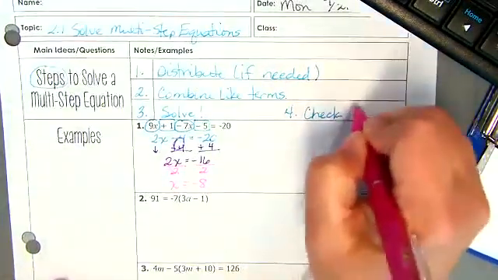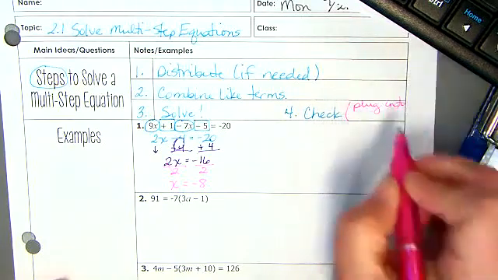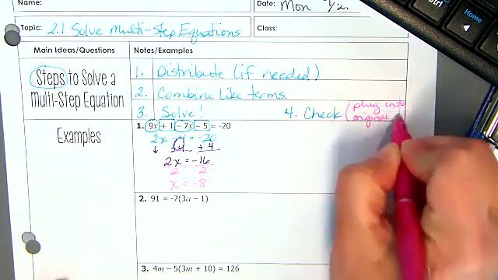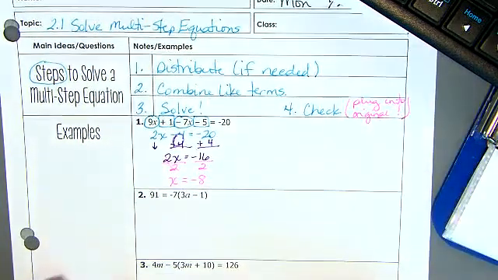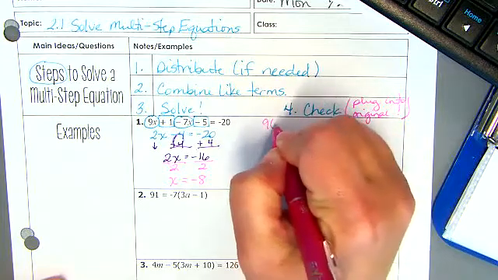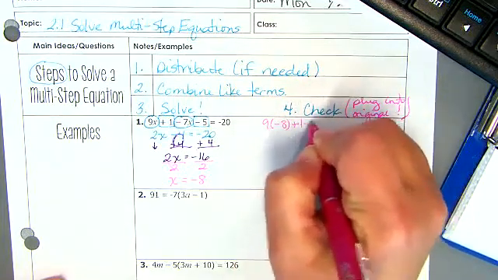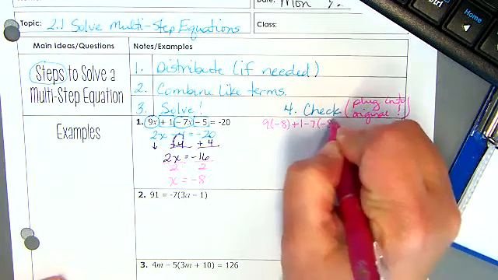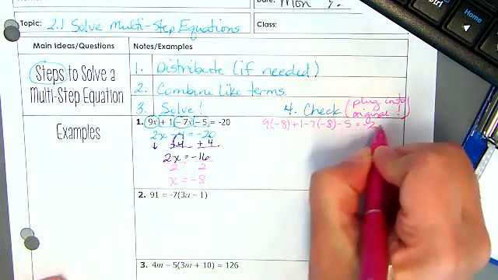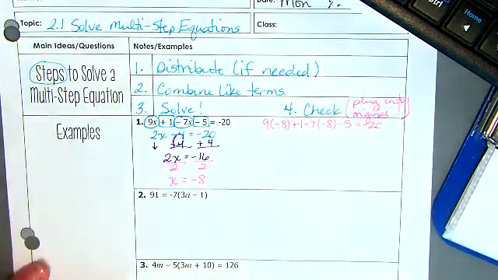All right, so to check, we plug into the original. Always plug into the original equation. You always plug into the original, not the one that you changed. So I'm going to have 9 times negative 8 plus 1 minus 7 times negative 8 minus 5 equals negative 20. I'm wanting to know if all of this equals the negative 20.